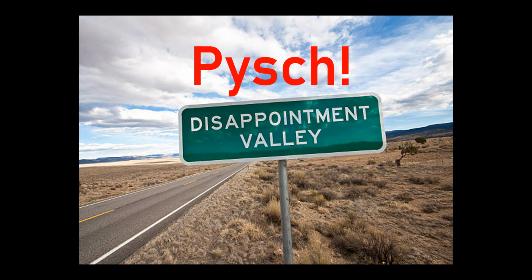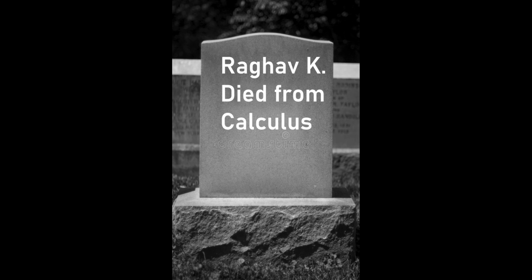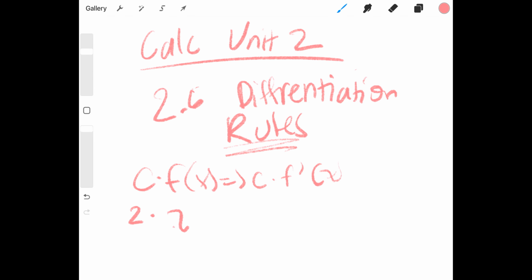Told you, it gets way easier. Okay. I know I said it would get easier, but this next bit is gonna hurt me and you both. 2.6 is about a few more rules. C times f of x, a constant times f of x, turns into c times f prime of x.